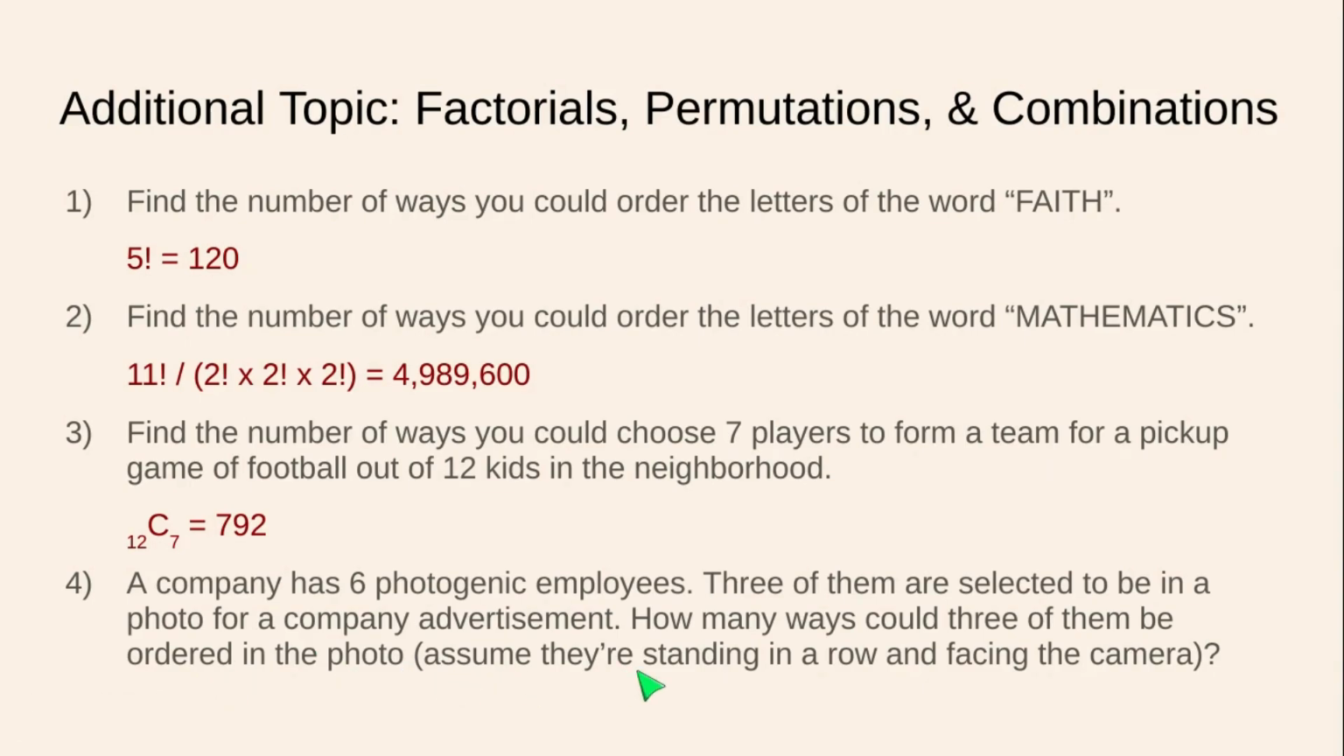And we're assuming they're standing in a row and facing the camera. So we're rearranging the order of the 3 that we select from the 6 in a row. That would involve a permutation, not a combination. We would want 6P3 equals 120. Now we'll do that on the calculator to confirm.